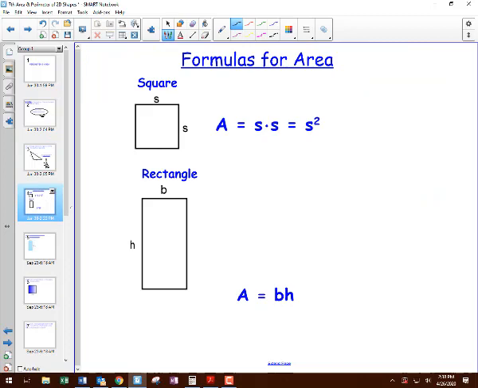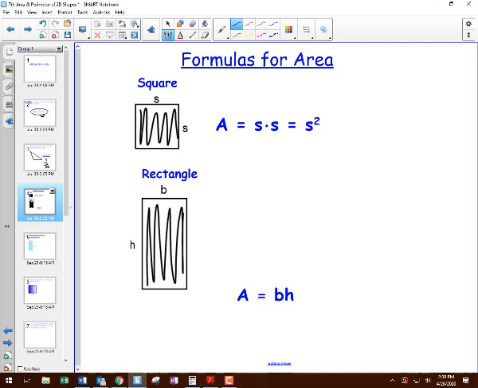Okay. A quick review of area. Remember, perimeter is the length of the outside of an object, and the area is how much space is occupied by the inside, how much space an object takes up. Okay, so that's why we have different formulas here. For this square, area is side times side. In other words, that's just side squared.